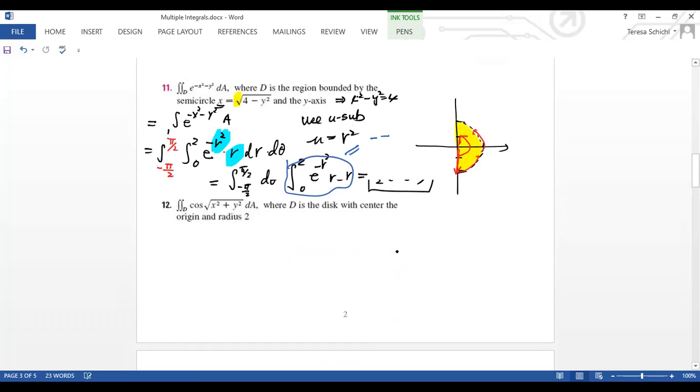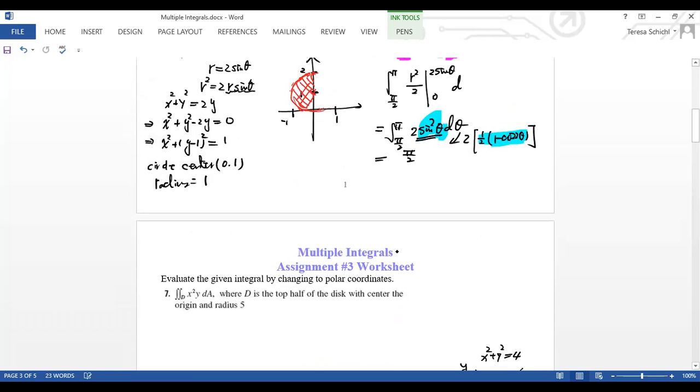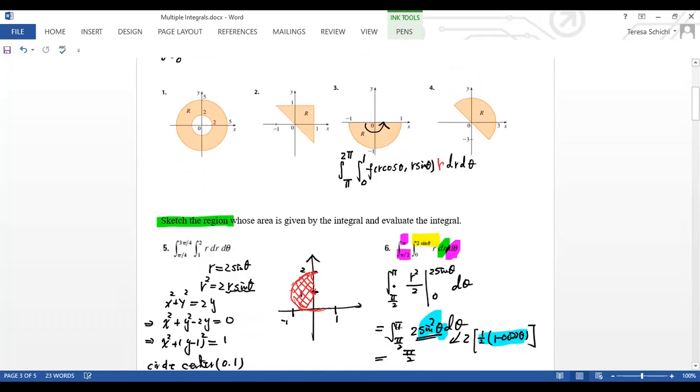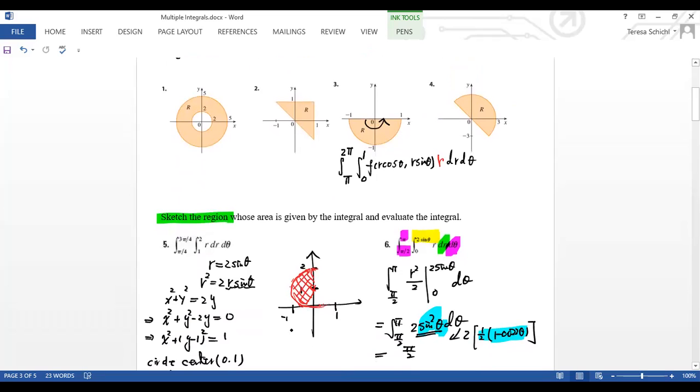The other one here is how you find the integration region given the integrals. All right, that's it. And I hope all the problems we did here can help you finish this assignment. It's also good practice for the polar coordinates. All right, that's it.